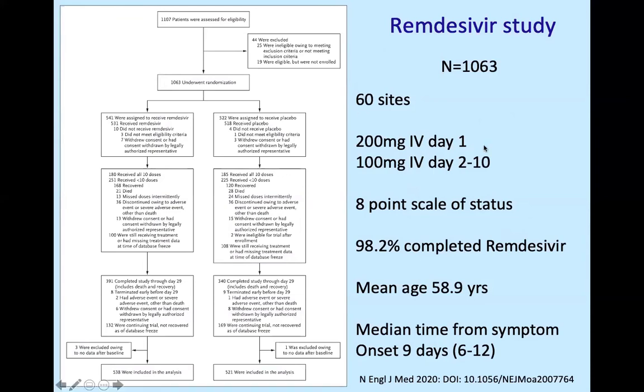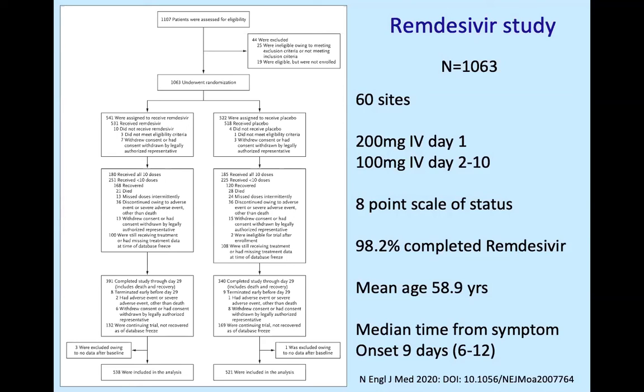So I'm going to talk a little bit about actual treatments. And I'm aware that Stephen Hawking said in his Brief History of Time that for every equation he put into his book, he'd lose half his audience. I'm always worried that for every study I put in, I'm going to lose half my audience, but let's give this a go. The Remdesivir study, 60 sites, 1,063 patients, published in the New England Journal of Medicine, 200 milligrams on day 1, 100 milligrams thereafter.